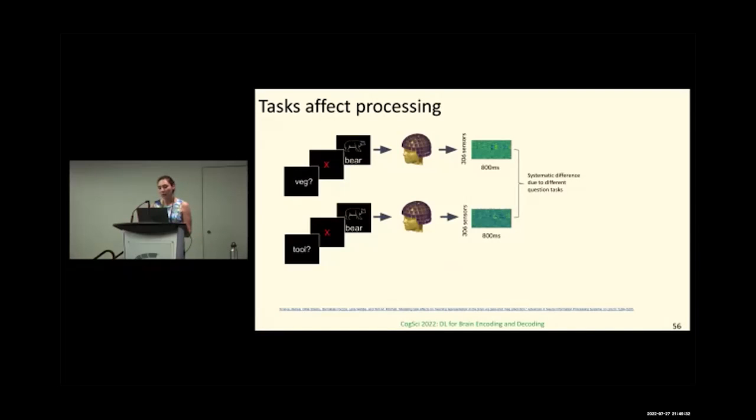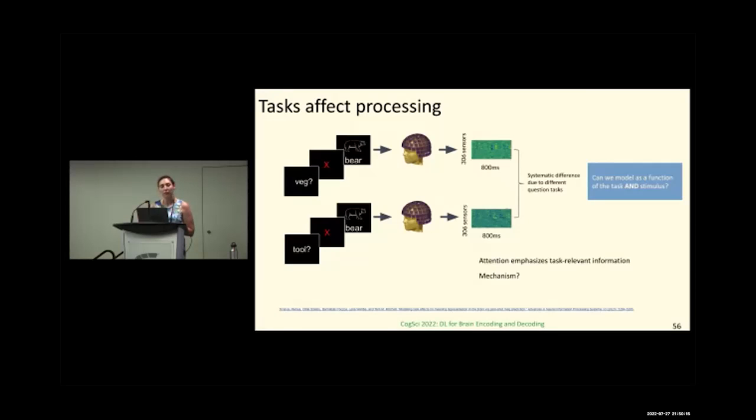In another work that we did, we examined the effect of a question on our processing of an actual concrete concept. What we see is that if we show, let's say, a concrete concept such as bear, and we ask two different questions, is it a vegetable or is it a tool, our brain activity while seeing this concept bear will show some systematic difference due to these different question tasks. What's posited from the literature is that attention is emphasizing some task-relevant information that helps us answer this question, but the mechanism is not really well understood.